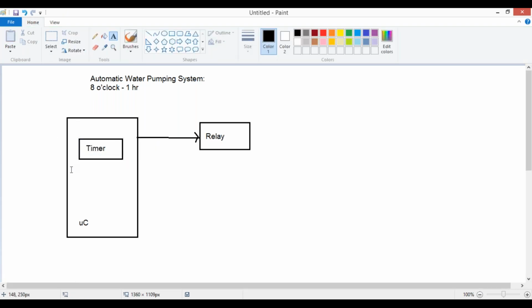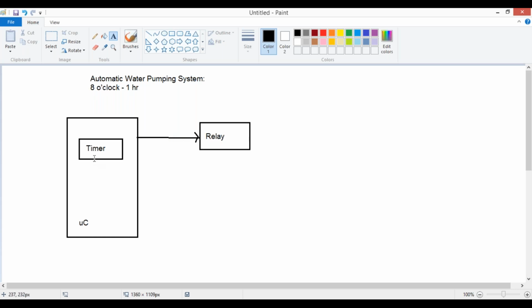So what happened? The timer is counting the time. Whenever it is 8 o'clock, the relay connected to the microcontroller starts the pump, so the pump is going to start every day at 8 o'clock. But guys, the thing is what?